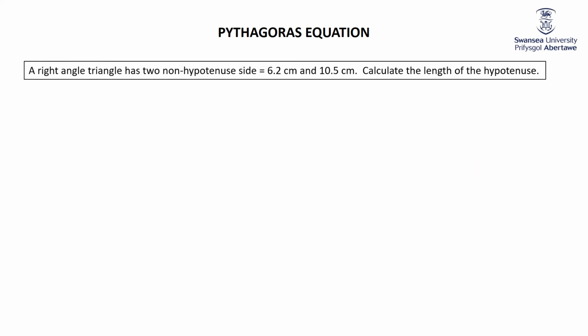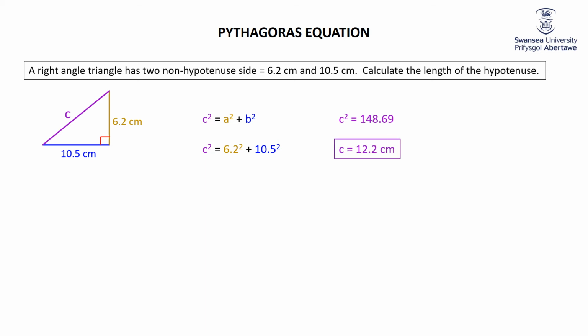So what should we do with it? Some examples. A right angled triangle has two non-hypotenuse sides, 6.2 and 10.5 centimeters. Calculate the length of the hypotenuse. So there we are, C squared is A squared plus B squared. I've just told you that A and B are 6.2 and 10.5. Pop those into the equation. C squared is 6.2 squared plus 10.5 squared. C squared is 148.69. Be sure you're getting this on your calculator. Square root it, give it to 3 sig figs, even though I should really just give it to 2 sig figs, and we get 12.2 centimeters.